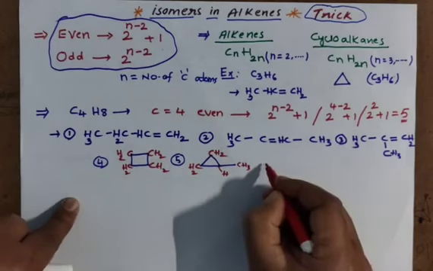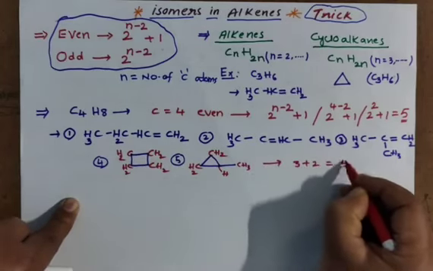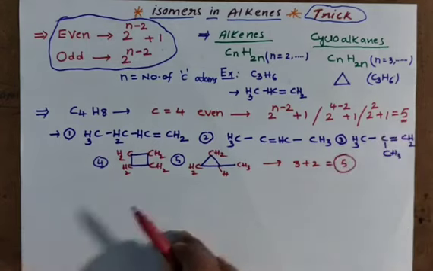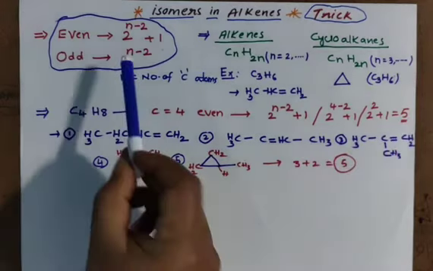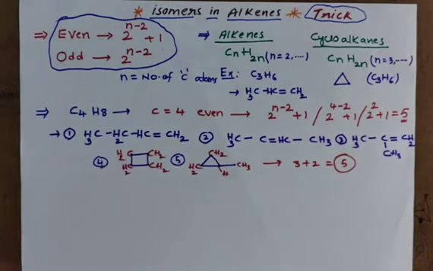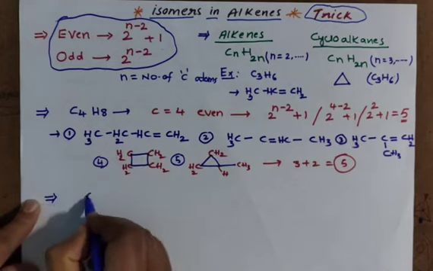We got 3 plus 2 equal to 5. 5 isomers. I gave the formula, so no need to cross check. It is fully checked. You can draw any number of structures. Now I am taking an odd number.